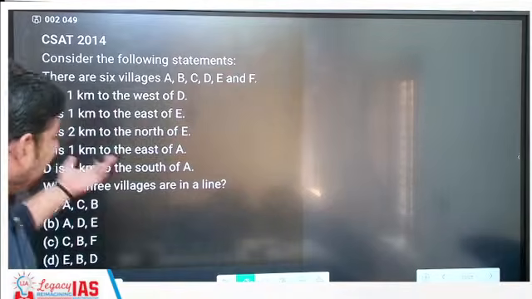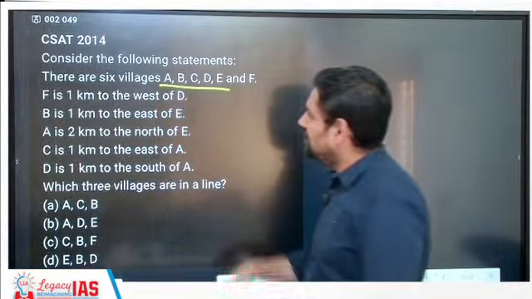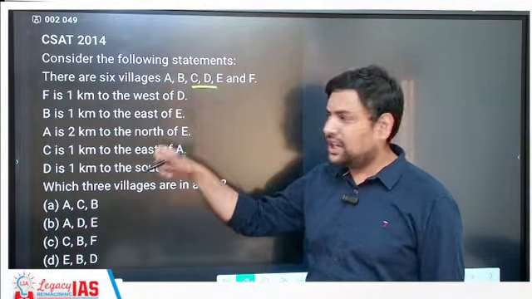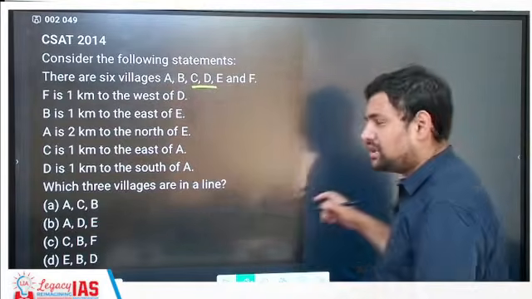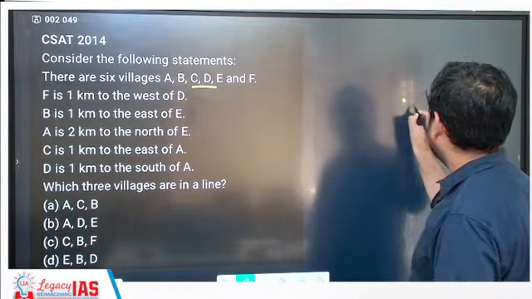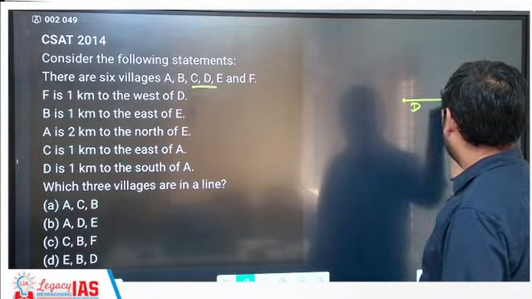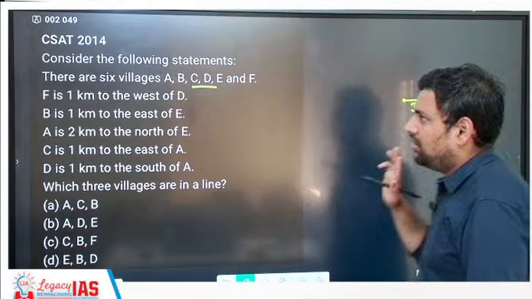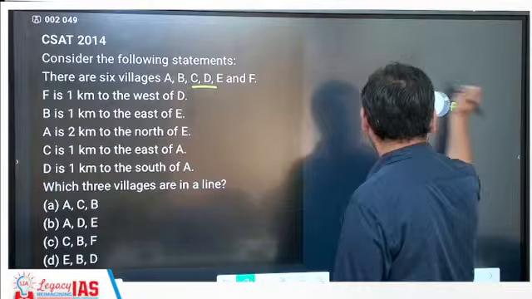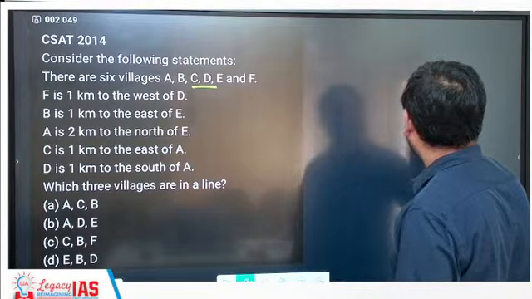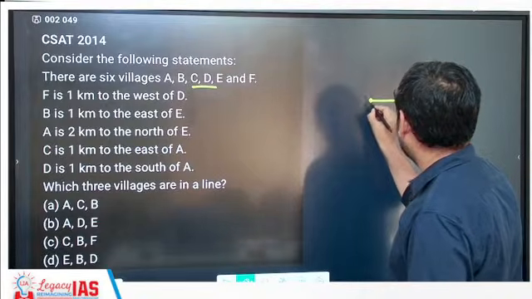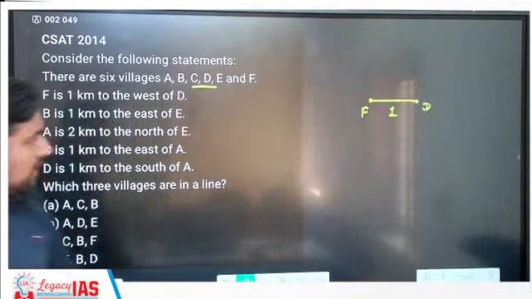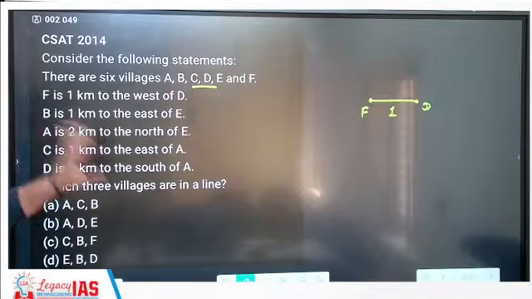Now, very easy question. It is talking about 6 villages. What I have told you is that first you draw a few characters. So F is 1 kilometer west of D. So first I draw D, then west. F is 1 kilometer to the west of D. This is done. Now search for the sentences that have F or D.